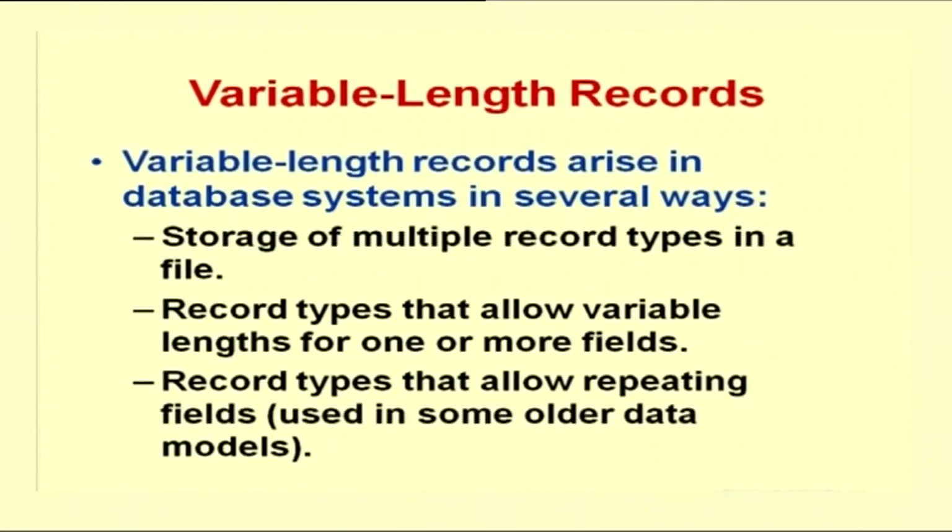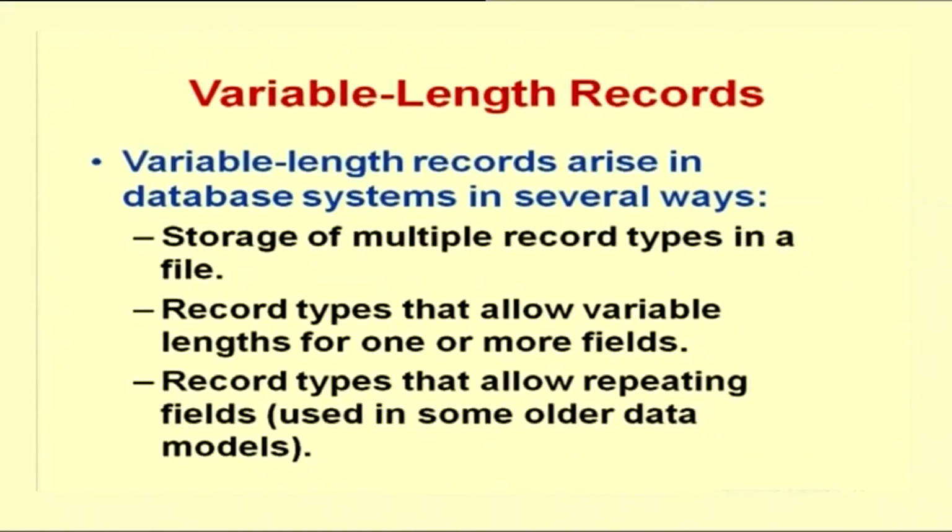Now, let us look at variable length records. Variable length records arise in database systems. Why do we need variable length? In several ways. You have multiple record types in a file. There are record types that allow variable length fields, where each field can be different, and record types that allow repeating fields. This was used in older data models where you can have repeating fields. So, in all these cases the size of the record is not fixed.